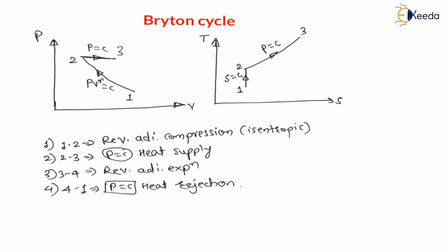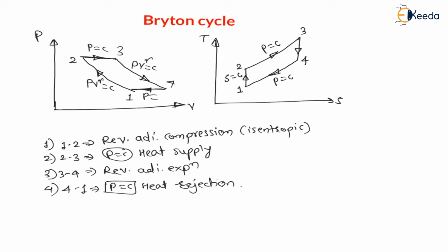Now 3 to 4 is reversible adiabatic expansion, that is PV raised to gamma is equal to constant. Therefore on the TS diagram, for reversible adiabatic expansion, temperature decreases at constant entropy, so 3 to 4 will be a straight vertical line coming downward. And the last process, 4 to 1, is constant pressure heat rejection. Therefore at constant pressure volume decreases as heat is rejected, and both entropy and temperature decrease. This is the PV and TS diagram.